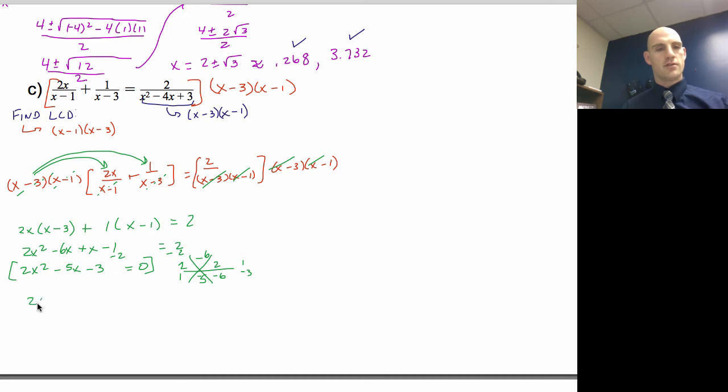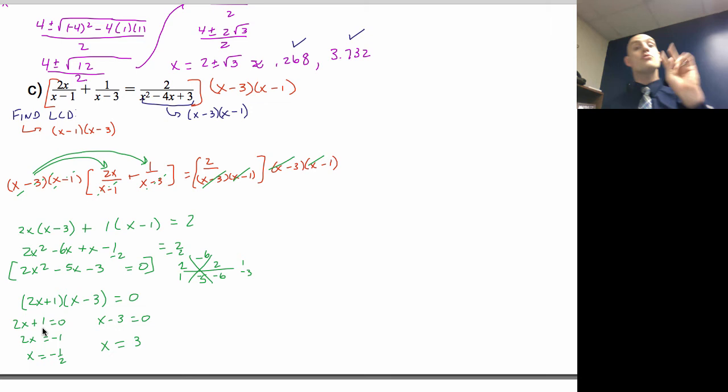So I've got 2x plus 1 times x minus 3 equals 0. So that leaves me with 2x plus 1 equals 0 and x minus 3 equals 0. So x is either equal to 3 or, nope, this should be plus 1, so I should have 2x equals negative 1. So x is equal to negative 1 half. So I've got two things to test.